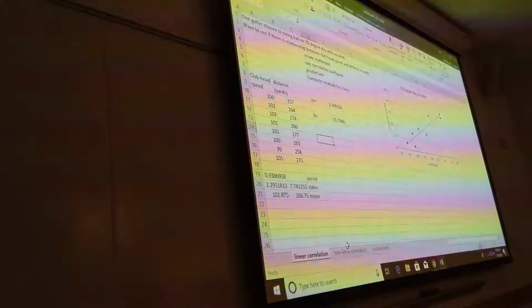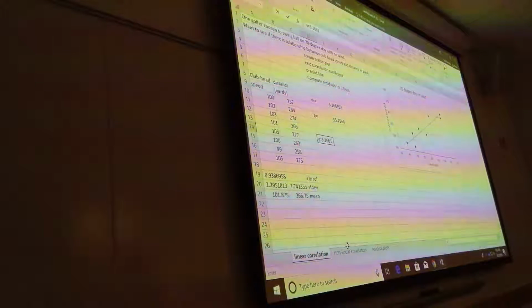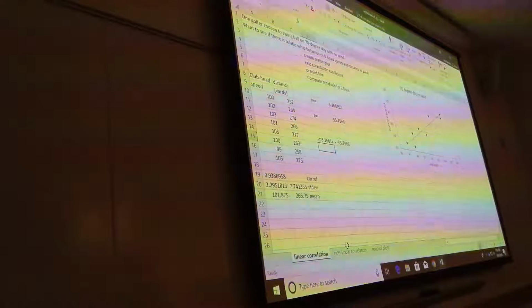What should the equation be for y equals mx plus b? We're just gonna write it down here. So the regression equation is y equals 3.1661 times x plus negative 55.7966, right? Okay, so that is your regression equation for this. Okay, that's the best line to fit that data.